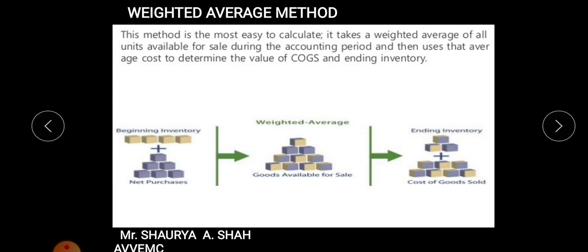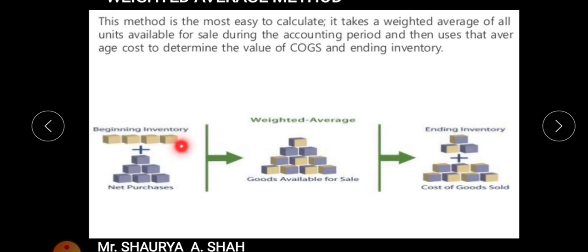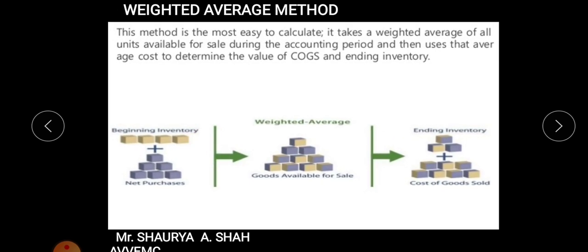On the basis of both of them, combining them, we started with the weighted average method, right? It is another form of method. This method is the most easy to calculate. It takes a weighted average of all units available for sale during the accounting period and then uses that average cost to determine the value of cost of goods sold and the ending inventory, right? So as the name itself says, weighted average method.